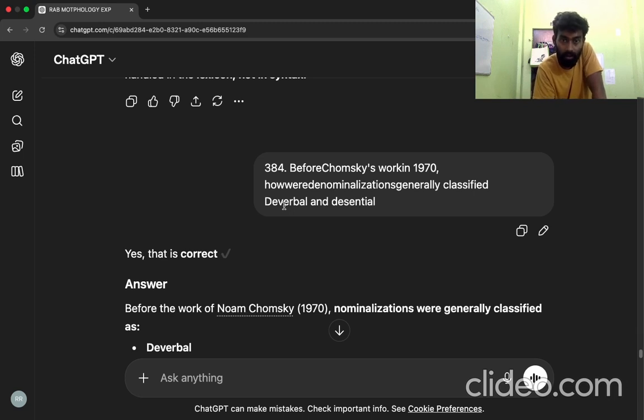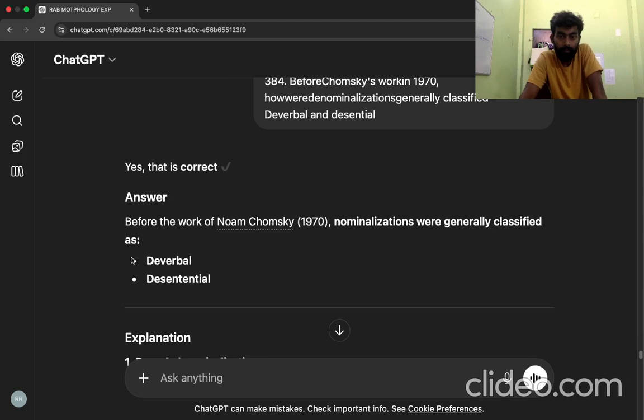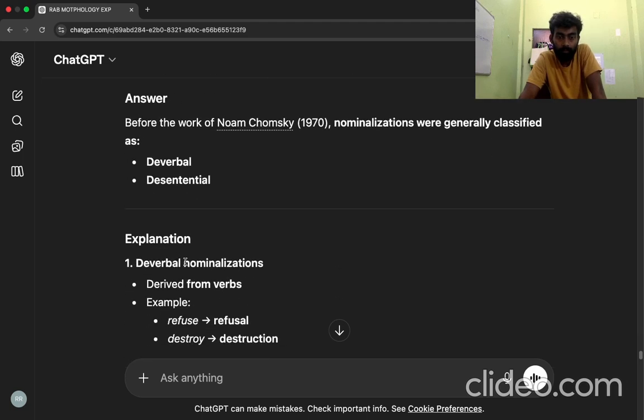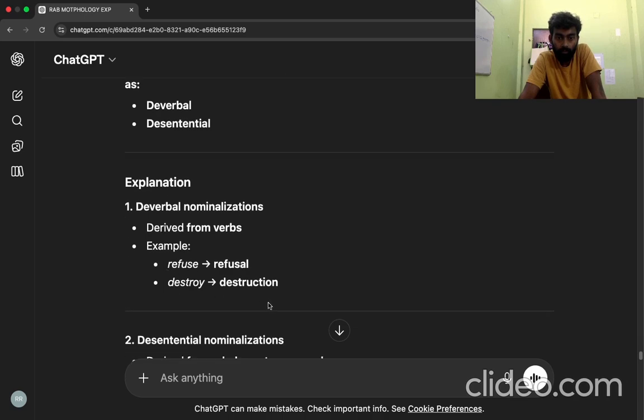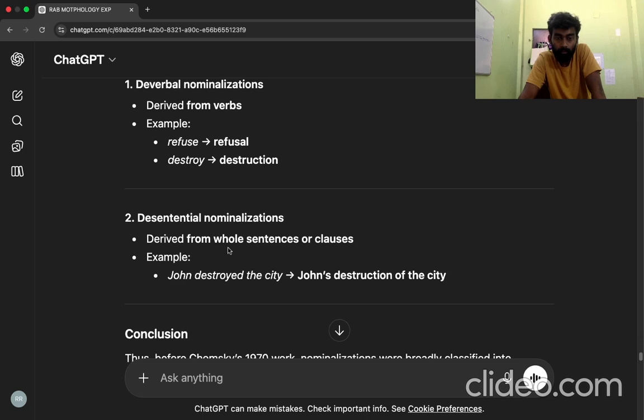"Desessential" is not the correct term used in the book. It's "desentential," that is, of this sentence. Chomsky, 1970. Nominalizations were generally classified as deverbal and desentential. Explanation. 1. Deverbal nominalizations are derived from verbs. Example: refuse, refusal; destroy, destruction. 2. Desentential nominalizations are derived from whole sentences or clauses.